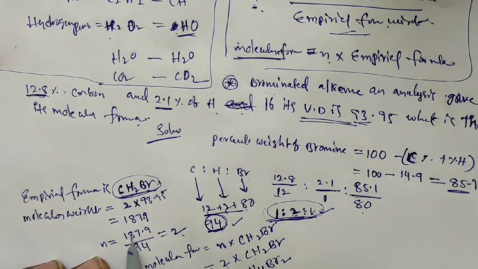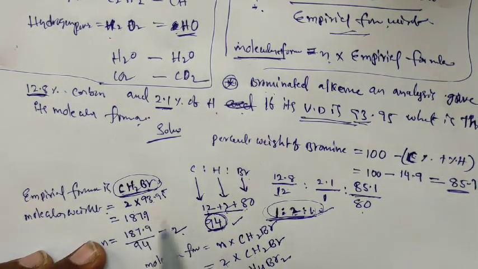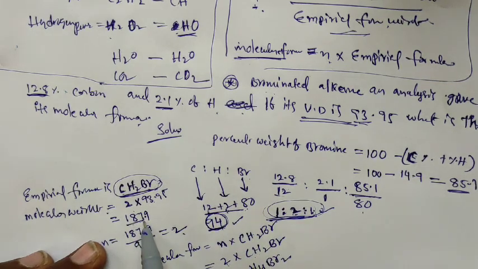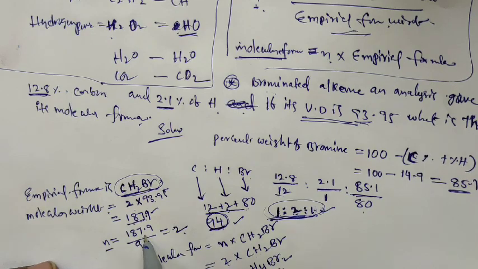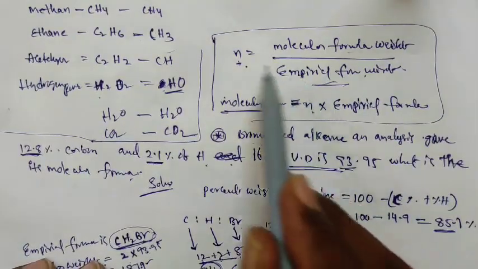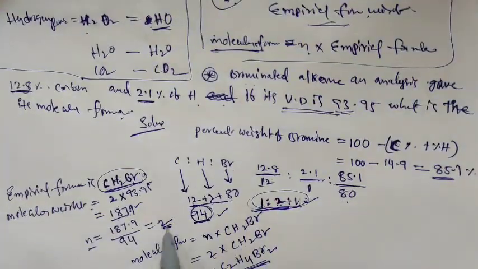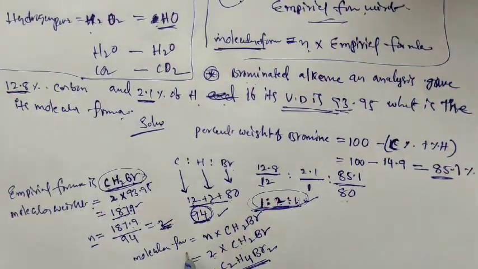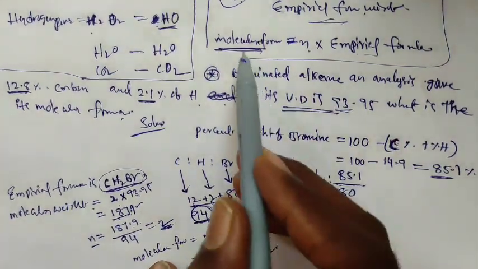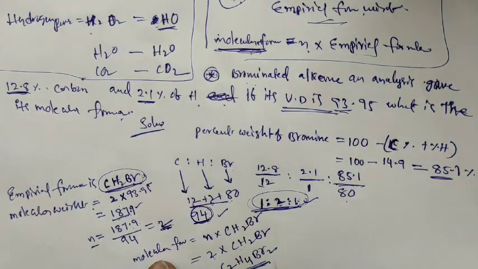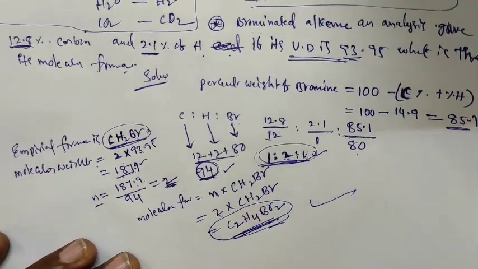Molecular formula weight we didn't get, so molecular weight is equal to 2 into vapor density. Vapor density they gave, so we will get 187.9 molecular weight. So n is equal to 187.9 by 94. Now n is 2. So now 2 into empirical formula, we will get molecular formula. So that formula is this one. Thank you.